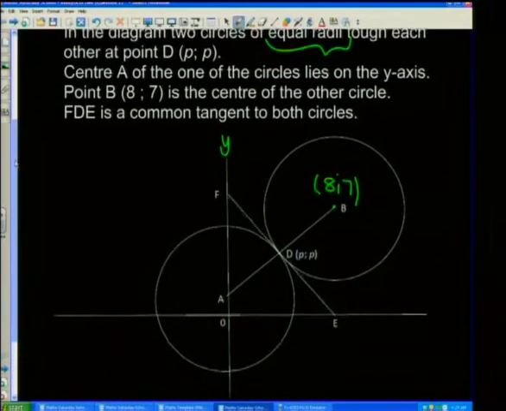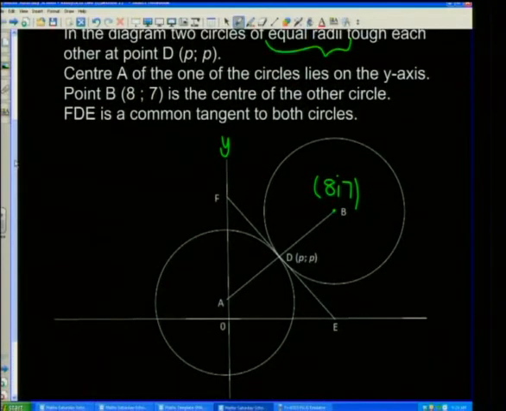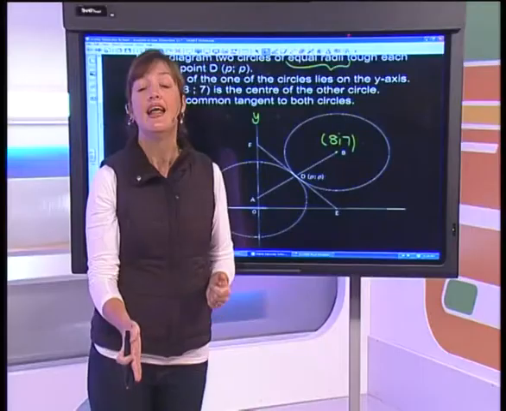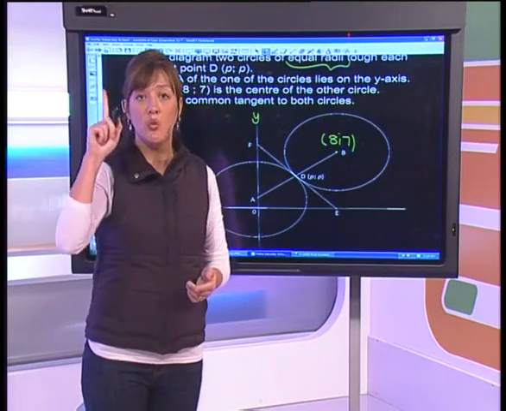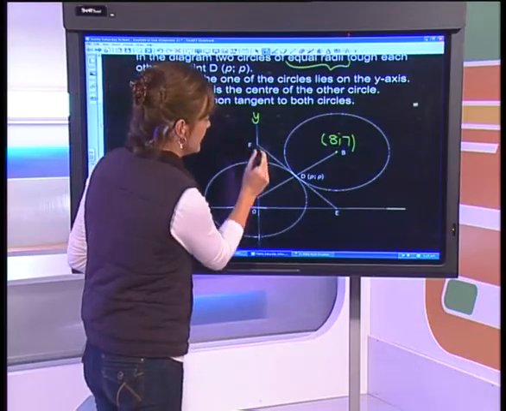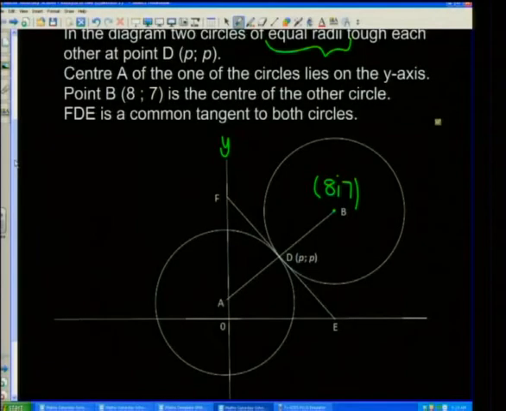And the other thing that's been told to us is we've got a tangent. Just to remind you, I'm sure we all remember this from calculus, your tangent is a straight line that is touching your circle or your other line at just one point. So this tangent over here is touching both of your circles at one point.